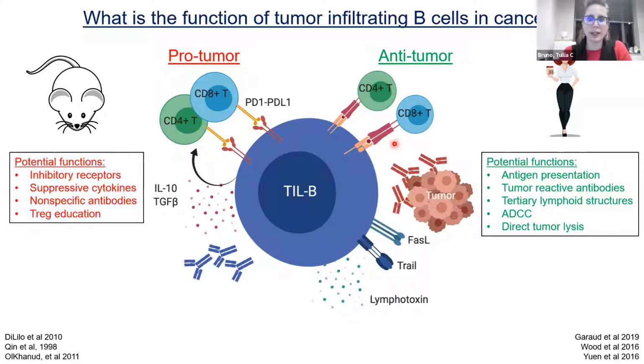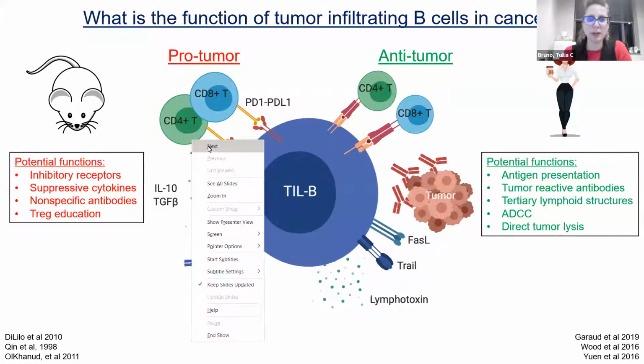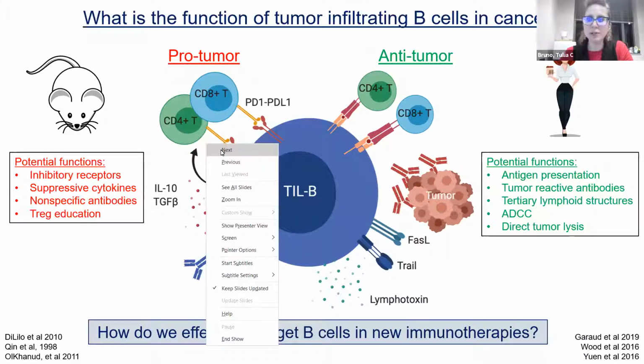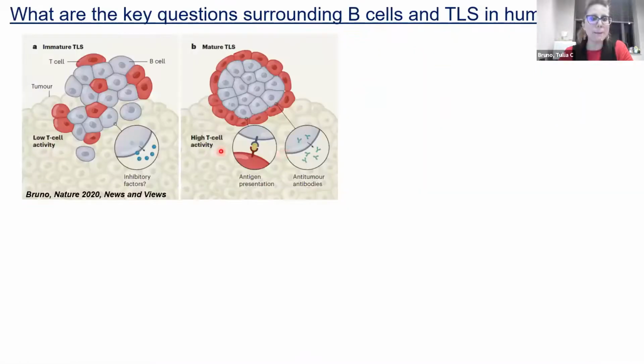I also want to give you an idea of the types of projects and the types of questions that we have going on. So we can think about how to effectively target these B cells in new immunotherapies and couple them with T cell therapies. In particular, we think about the composition of tertiary lymphoid structures and immature versus mature TLS. And you can read more about this in a News and Views I wrote about 3 papers that indicate B cells and TLS in immunotherapy response in Nature this past January.